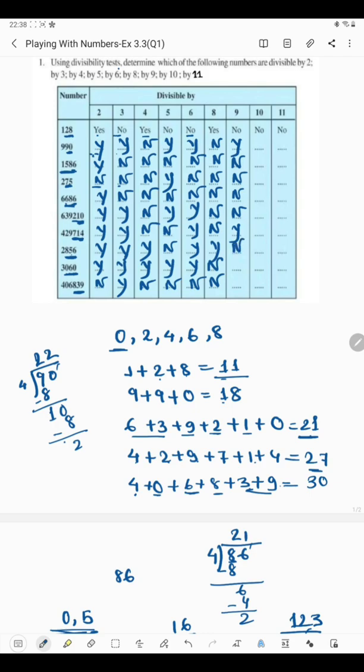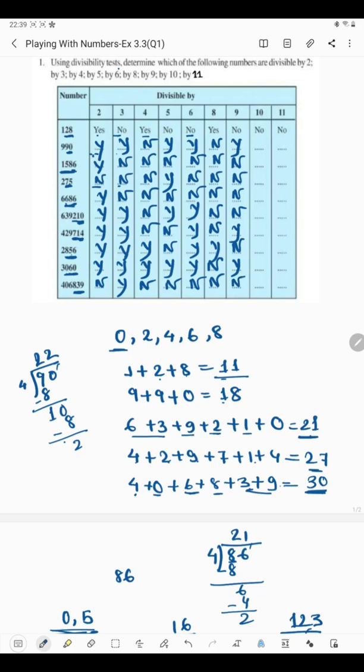So we'll write no. Next we have 3 plus 0 is 3, plus 6 is 9, 9 plus 0 is 9. So 9 can be divided by 9, so we'll write yes. And in the last one, 406839, here we have got 30. We have done the addition before, so here we have got 30, which cannot be divided by 9, so we'll write no.